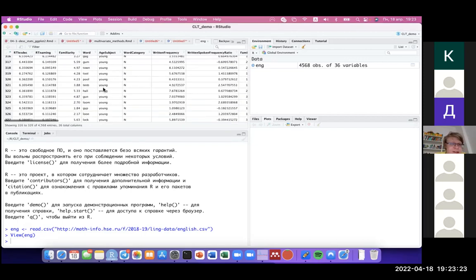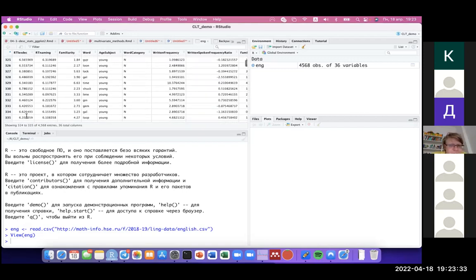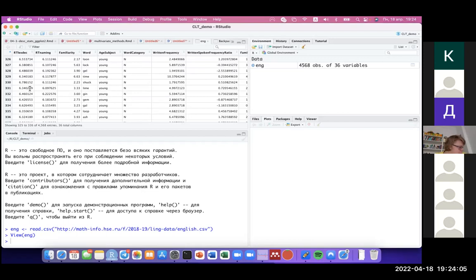RT lex DT, the first column, is a reaction time in visual lexical decision. I think it is logarithmized reaction time, because usually reaction time has a distribution very close to log normal distribution. So if you logarithmize reaction times, you will get something like a symmetrical distribution. It's a complicated question, should you do that or not, but we have what we have here. Reaction time for word naming, again, I think it's logarithmized.